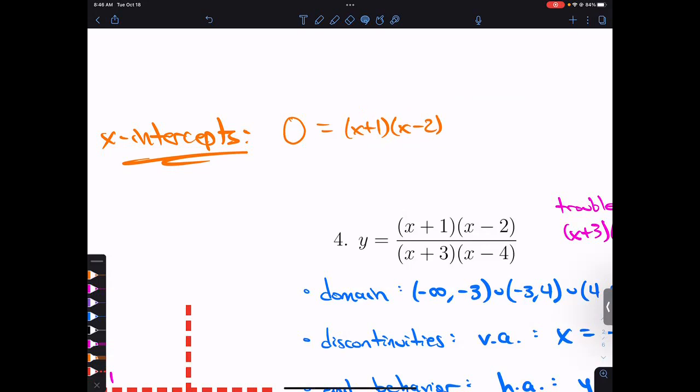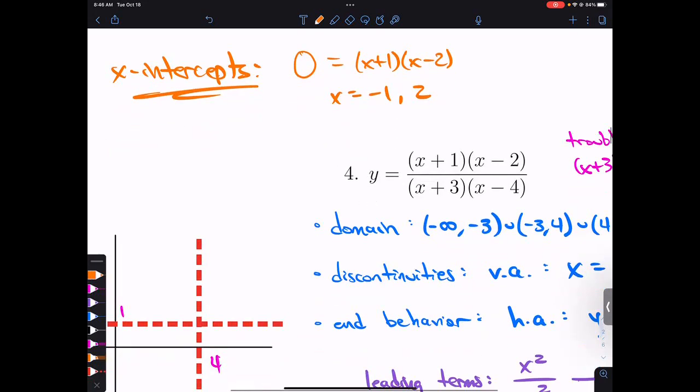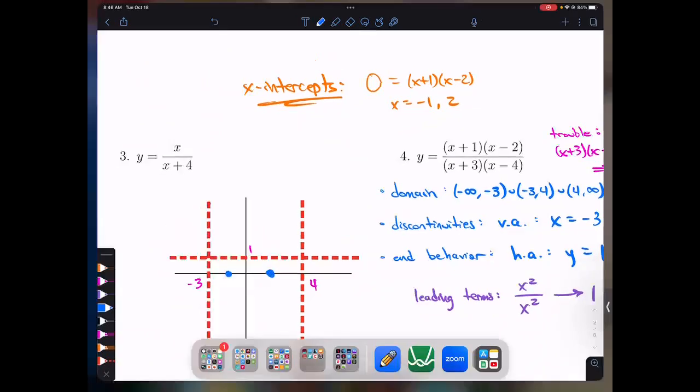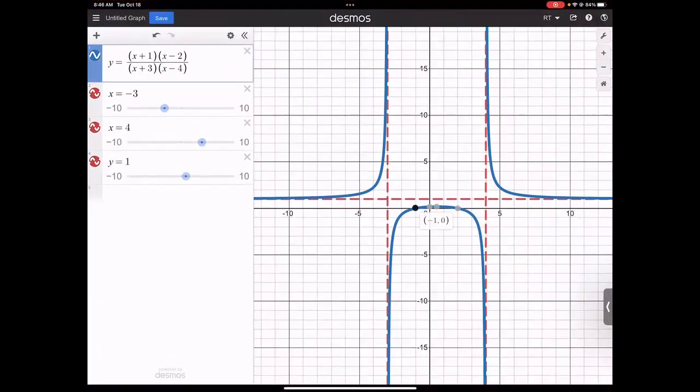That looks a whole lot nicer, right? Especially since it's already factored. So what are the x-intercepts? -1 and 2. So all we have to do to find that is figure out where the top is 0, because it's a fraction, the denominator can't be 0.